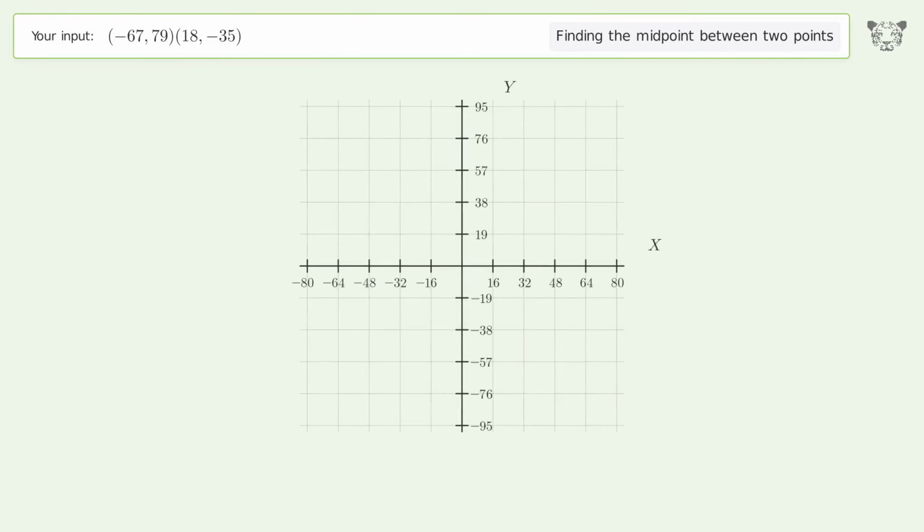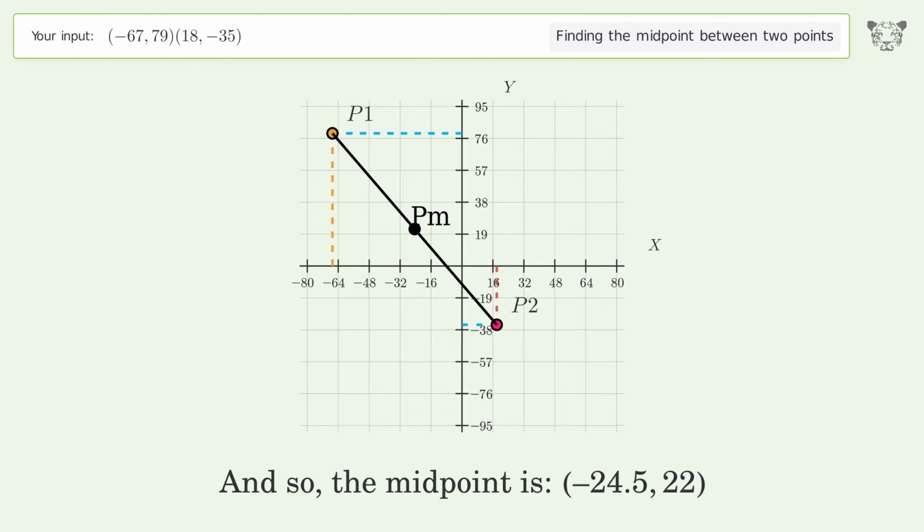And so, the midpoint is negative 24.5, 22.